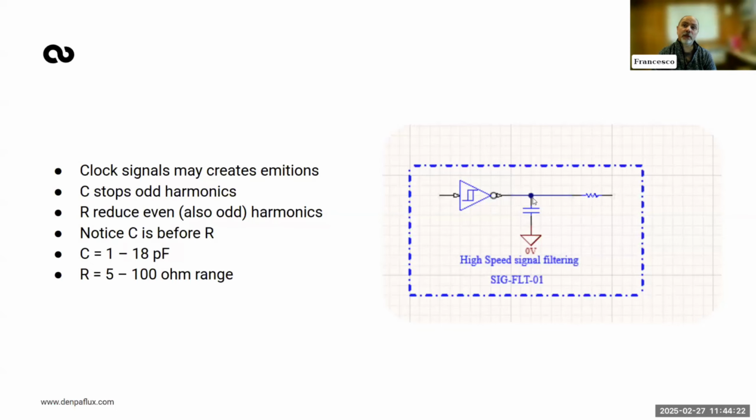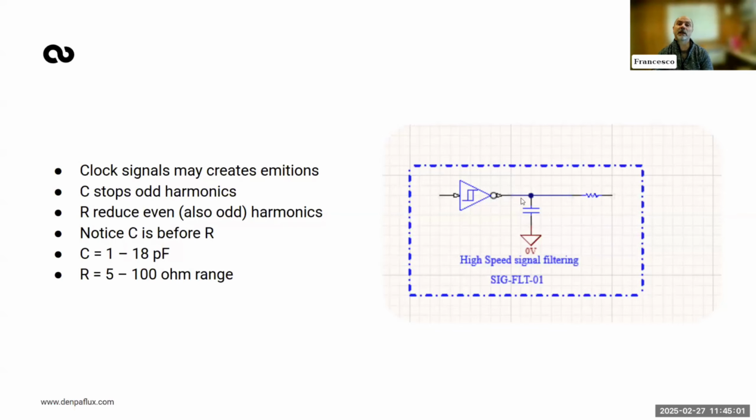Now, if during the emission I find out that, let's imagine this clock is 10 megahertz, and I got a lot of problem at 30 megahertz, 50 megahertz, 70 megahertz, third order harmonic, it means that my clock is too sharp. Usually by adding a few picofarad capacitor here, I may reduce the edge just enough to reduce the third order harmonic.